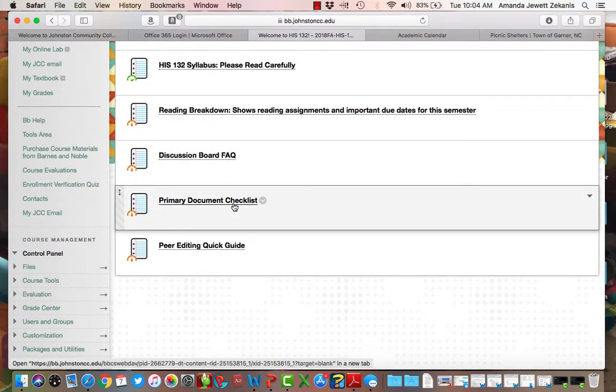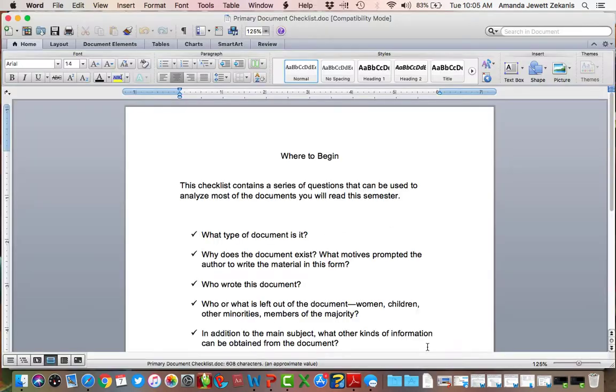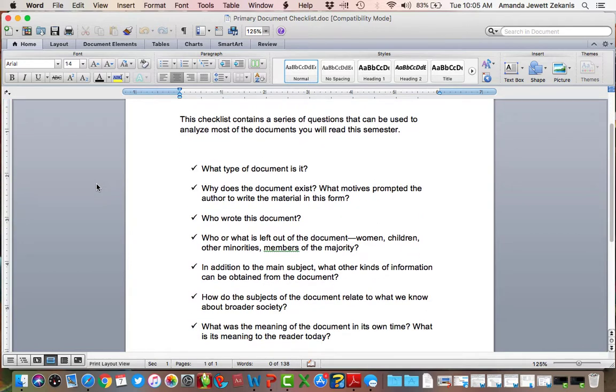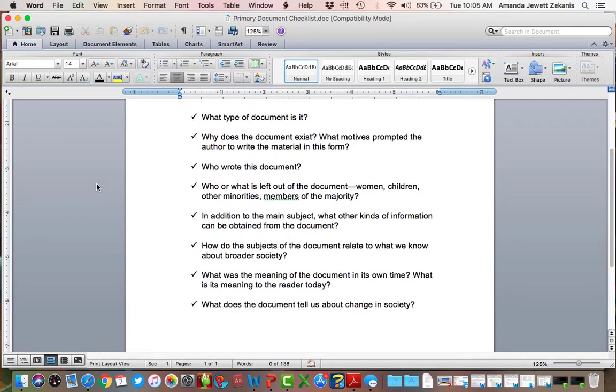Primary document checklist. This is a good one if you've never read primary documents before. And I know that won't be the case for some of you because I do have folks who have been in 131 with me before. But if you haven't ever read a primary document and you're like, "How do these people speak in like the 1870s? I don't understand," this kind of helps you.